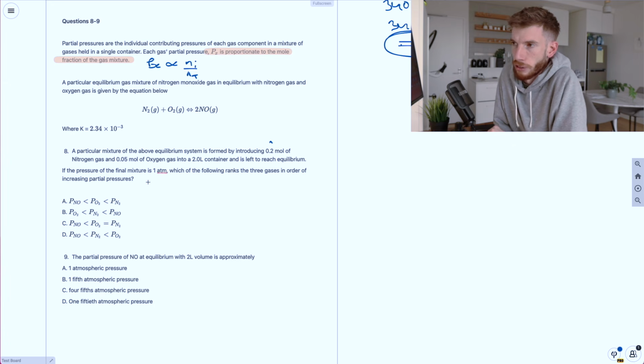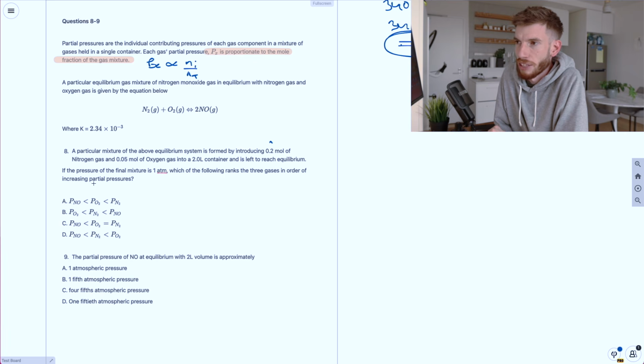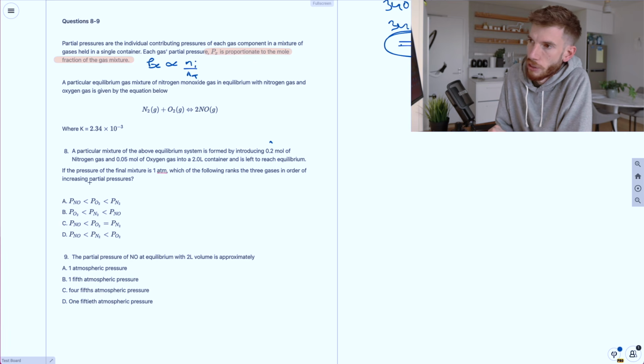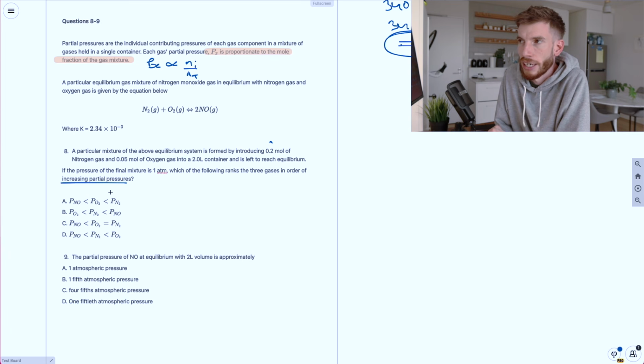If the pressure of the final mixture is 1 atmosphere, which of the following ranks the 3 gases in order of increasing partial pressure? Because I know that partial pressure is directly related to the number of moles, I'm not actually going to go all the way to calculating pressure. In fact, I really don't need to. Once I've got the rankings of the number of moles, I can rank them based on their pressure. And these apparently are all going from lowest to highest.